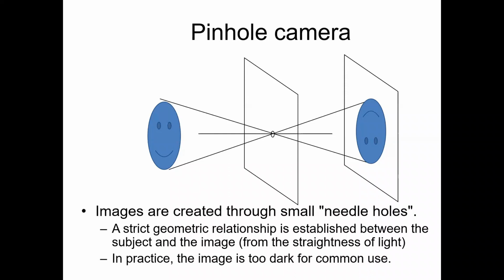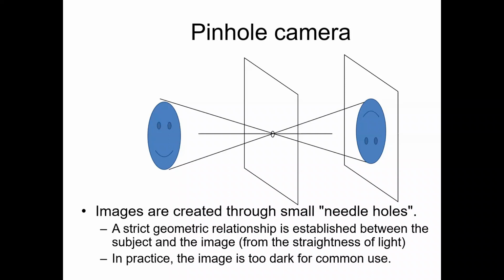Maybe some of you did this experiment in junior high school: prepare a box, make a small hole, and put some paraffin paper behind the box. Then you will see the outside scene reflected there. I also did that when I was an elementary school student. Something like that is possible.